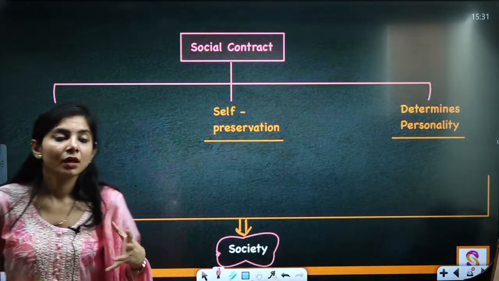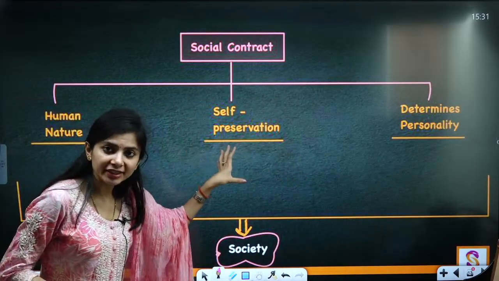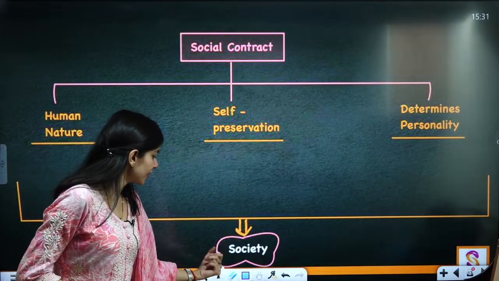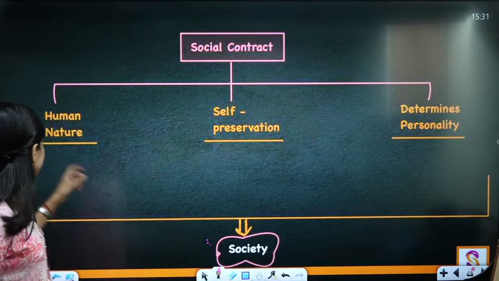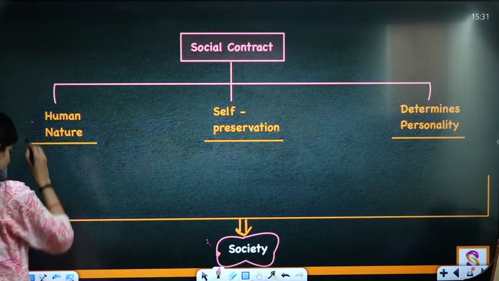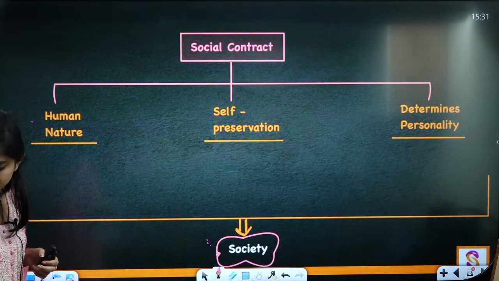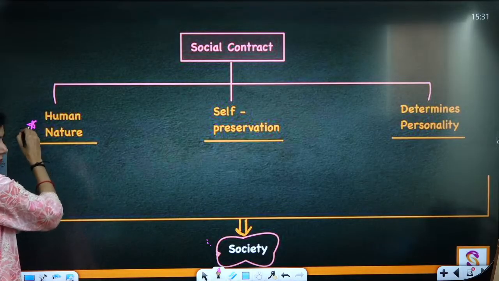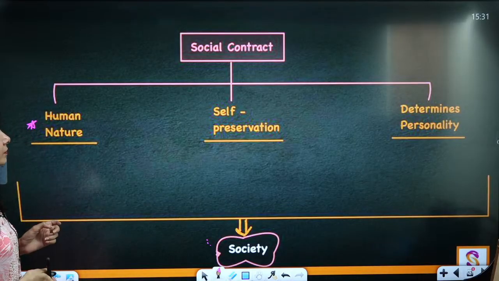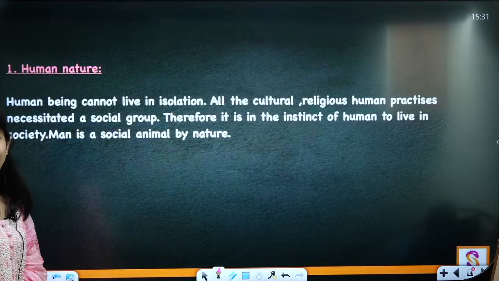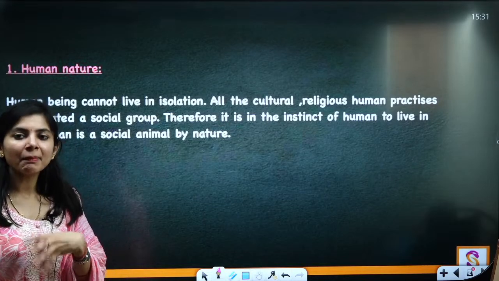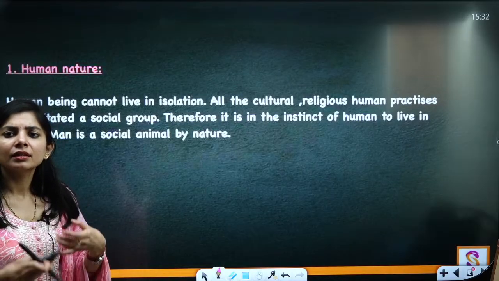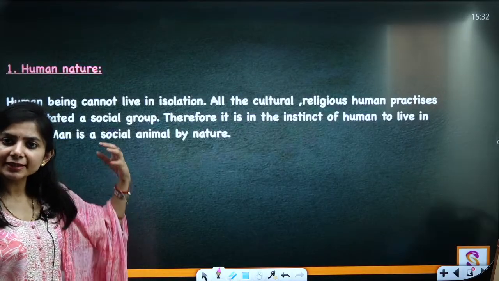Now, while combining all these things, we are achieving this pattern, that is the creation of society. Let's explain based upon this. Human nature. As Aristotle specified, man by nature is social. Therefore, it's human nature only to be social.